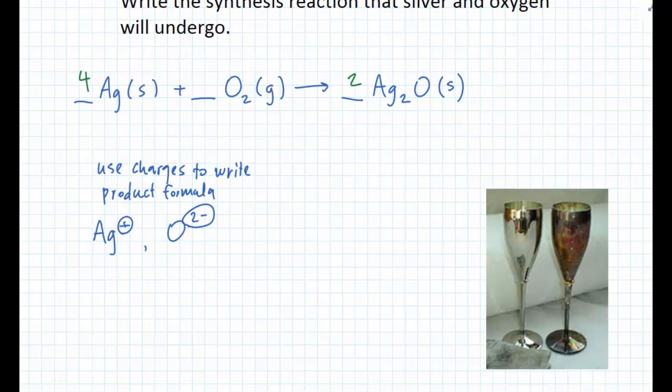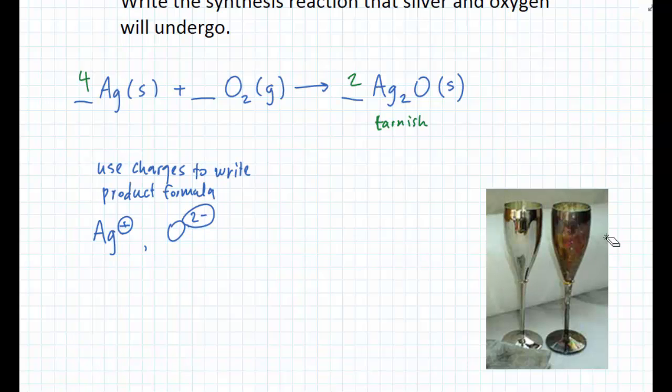Any idea why I included a picture of those fancy silver champagne glasses? One of them looks shiny and lovely. The other one looks black and disgusting. Take a look at our equation there. What do you suppose happens to silver over time when it's left out? What's that called, by the way, with silver? Anybody know? Yeah, that's tarnish. Okay? When silver reacts with oxygen in the air, it forms silver oxide. For silver, that's called tarnishing. In a more general sense, that's just called oxidation. Okay? When an element reacts with oxygen. Okay? So, yeah, that's tarnish.